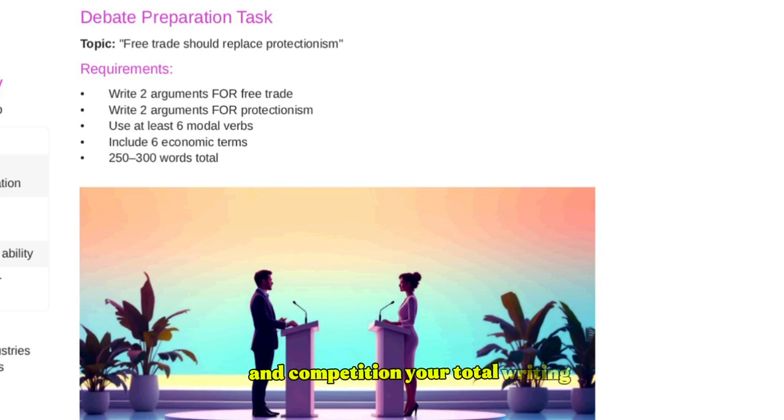Your total writing should be around 250 or 300 words. Please make your ideas clear, simple, and organized because this is a debate task. Also, try to give examples to support your arguments.